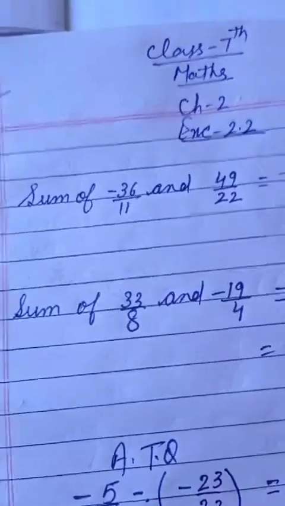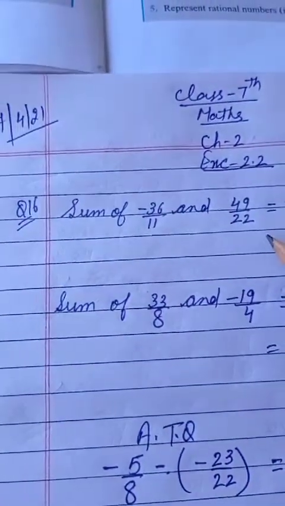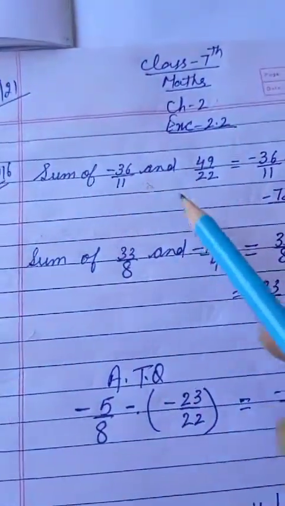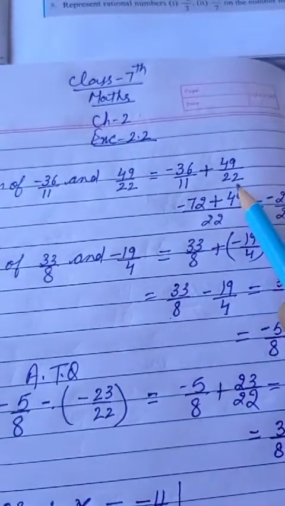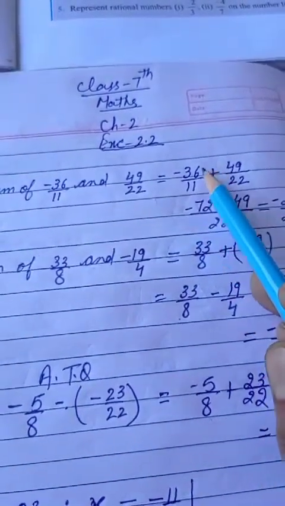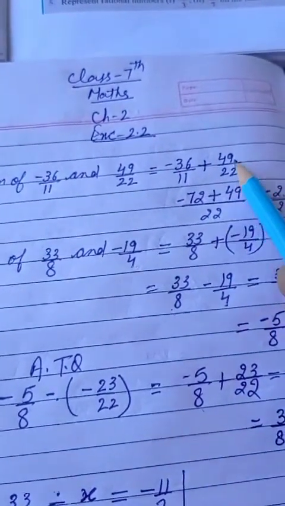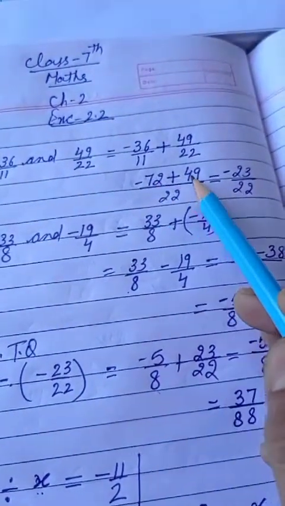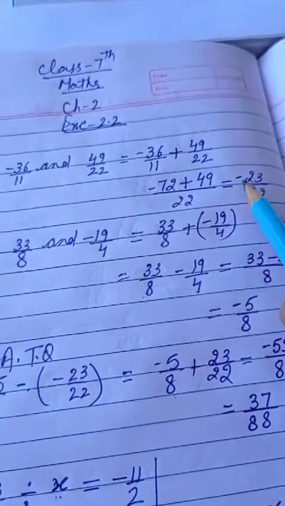16th question. The sum of this and this you have to find out. Subtract the sum of this and this from the sum of this and this. So let's find the sum of these two fractions in the same way, children. LCM 22. 22 divided by 11 is 2, into 36 is 72 with negative sign. 22 divided by 2 is 11, into 49 is 49. Now, minus plus is minus. Subtract it. You will get 23, and the sign of the greater number, minus, will come with this answer.